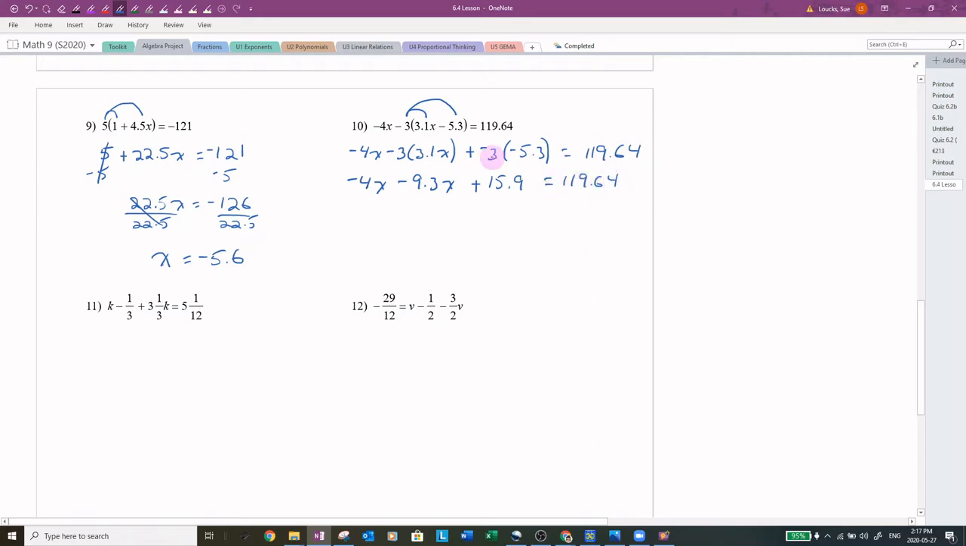119.64. So I can do two things in one step now. I can subtract my 15.9 from both sides. And I can also combine these like terms. So negative 4 minus 9.3 is negative 13.3x. And that equals 103.74. And then I'm going to divide this by 13.3 and divide this by negative 13.3, and I get x equals negative 7.8.